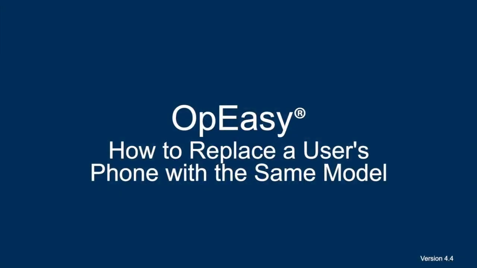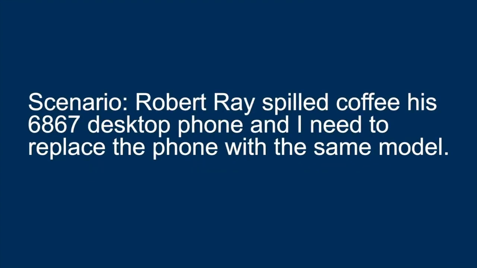In this tutorial, I'm going to show you how to replace a user's phone with the same model. For this scenario, my end user, Robert Ray, spilled some coffee on his 6867 desktop phone, and I need to replace it with the same model of phone. This is a simple process since all of my user settings are staying the same. We're just swapping out the phone with the same model.